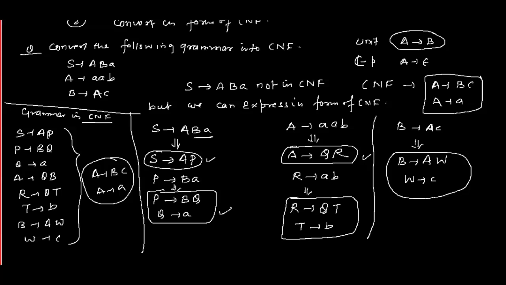Getting it? Okay, so we'll do one more question based on the CNF, when unit productions and epsilon productions are there. Question number 2. Convert the CFG to CNF. Given here, S derives ASB and epsilon.